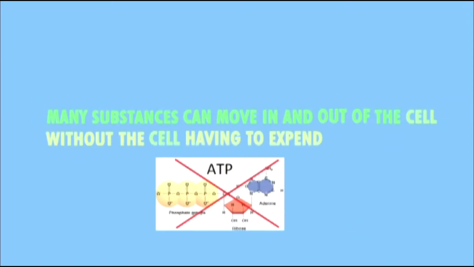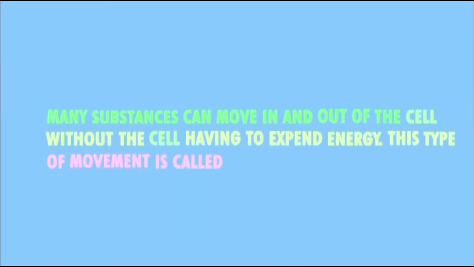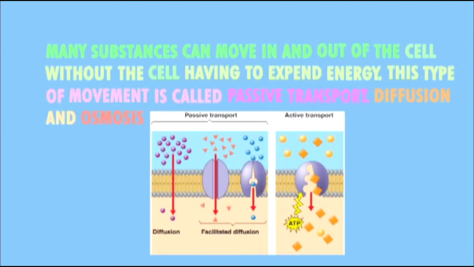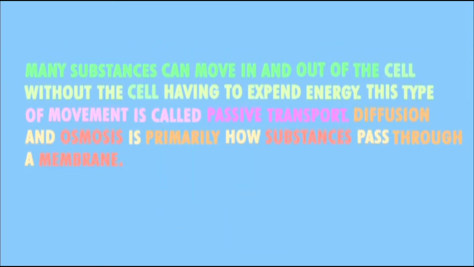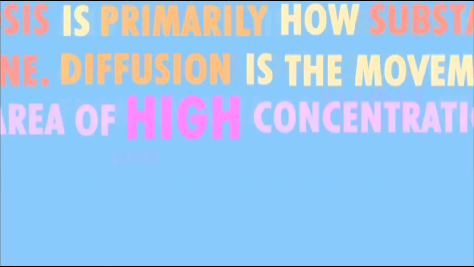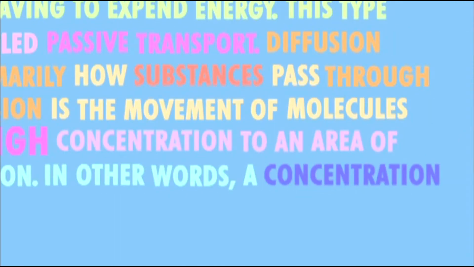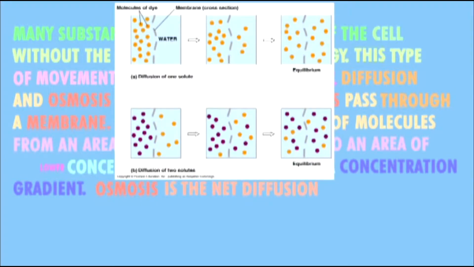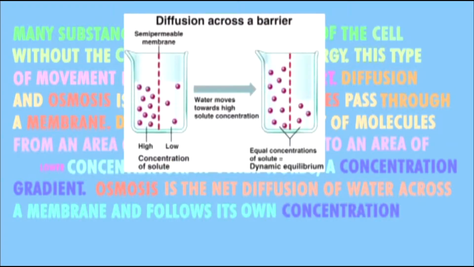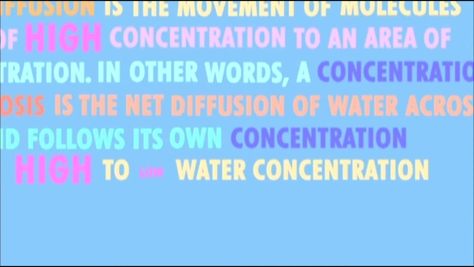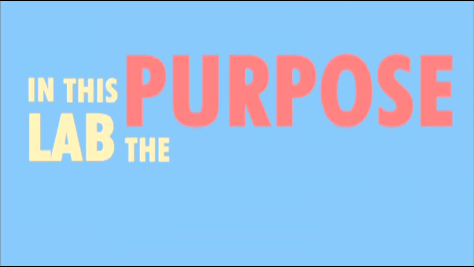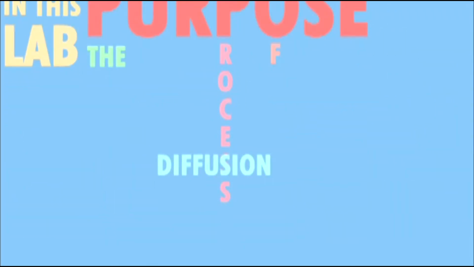Many substances can move in and out of the cell without the cell having to expend energy. This type of movement is called passive transport. Diffusion and osmosis is primarily how substances pass through a membrane. Diffusion is the movement of molecules from an area of high concentration to an area of low concentration. In other words, a concentration gradient. Osmosis is the net diffusion of water across a membrane and follows its own concentration gradient from high to low water concentration areas. In this lab, the purpose is to determine and observe the process of diffusion and osmosis.